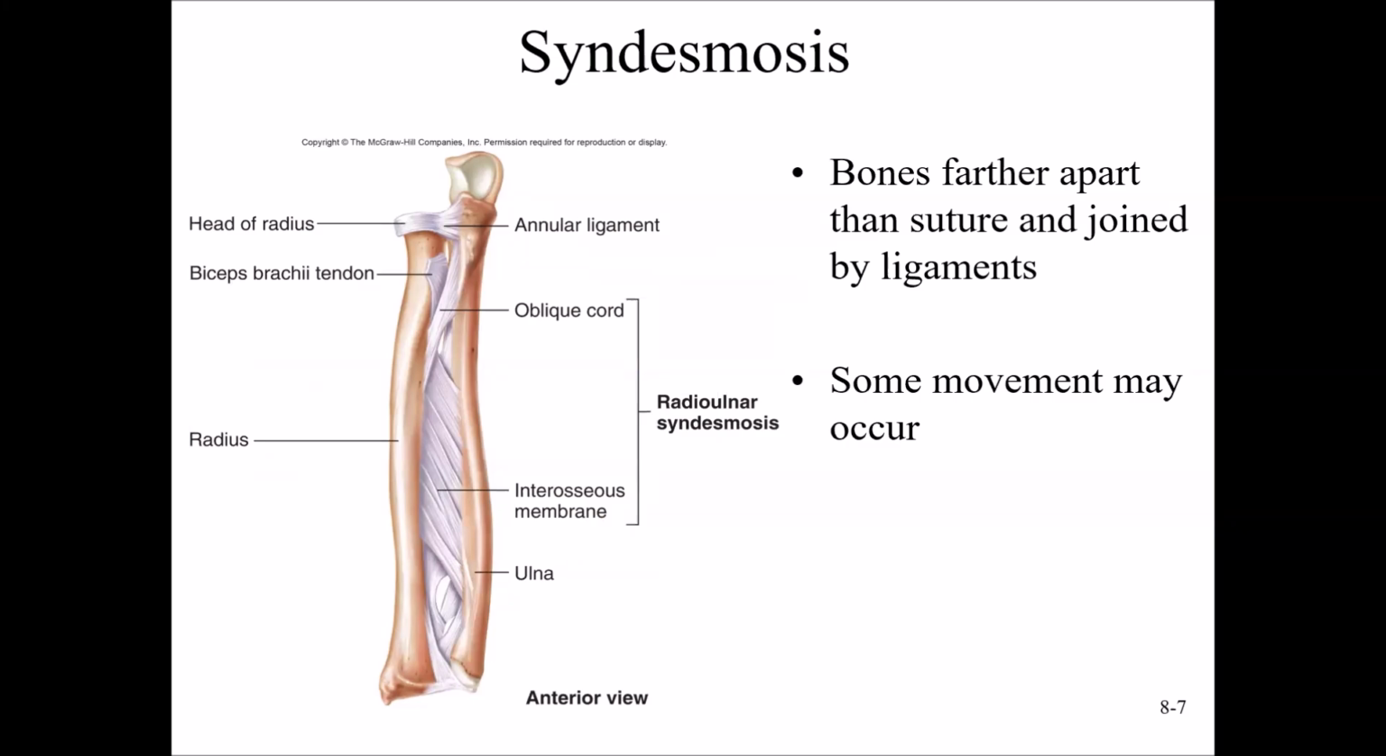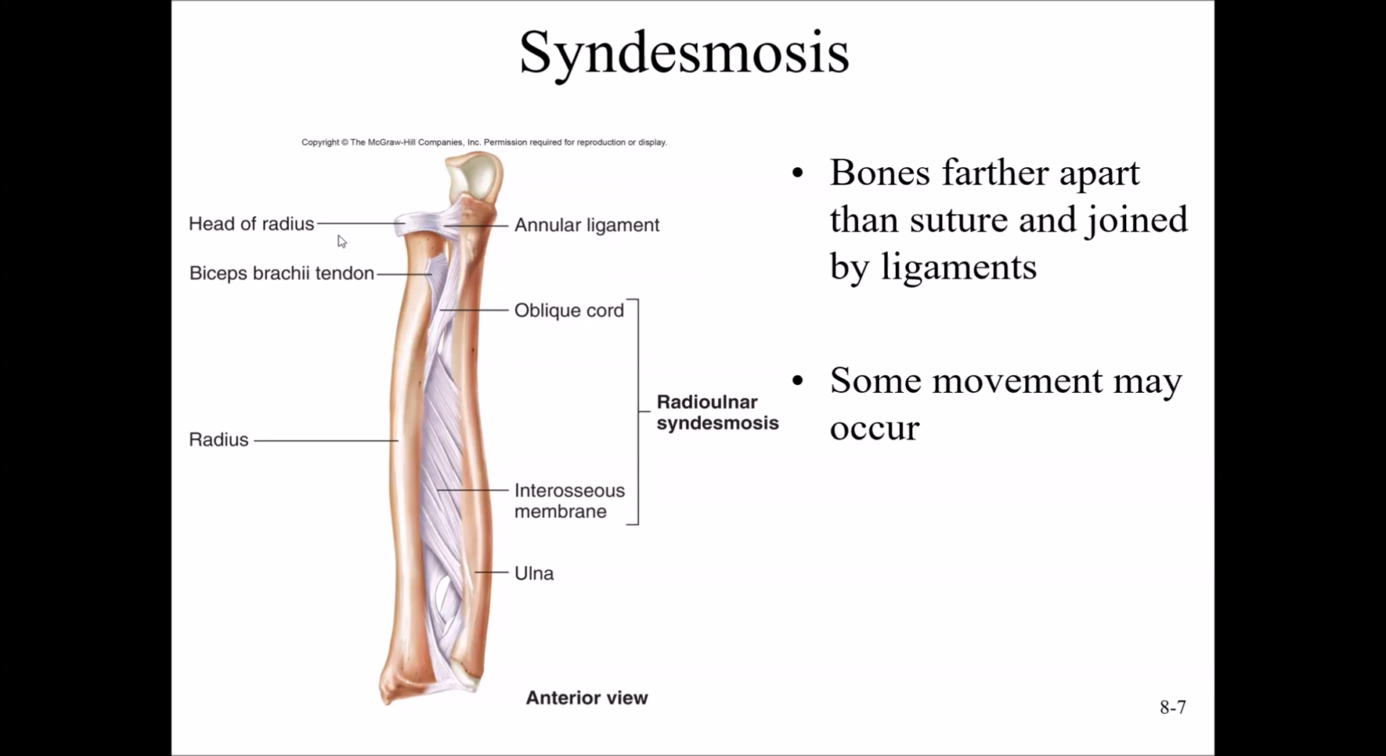The second example of the fibrous joint here is the syndesmosis. In this case, it's a joint where the bones are slightly farther apart than something like a suture. You still have ligaments here. In this case, the ligaments are tightly holding the two bones connected here. You can have some movement here, not very much. The example that you see here is, of course, the radius and the ulna. And so this is referred to as the radio-ulnar syndesmosis, the type of joint that it is.